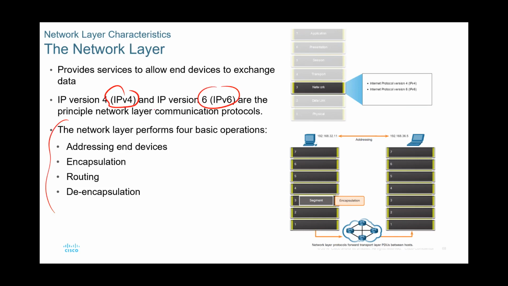Now look at what they wrote here. The network layer performs 4 basic functions. Addressing end devices. That is the most important thing, guys. IP addressing. Now the question will be, who will give the address to the computer? It depends. You can send the computer to go and get it from somewhere, which we call a DHCP server. We're also going to get there.